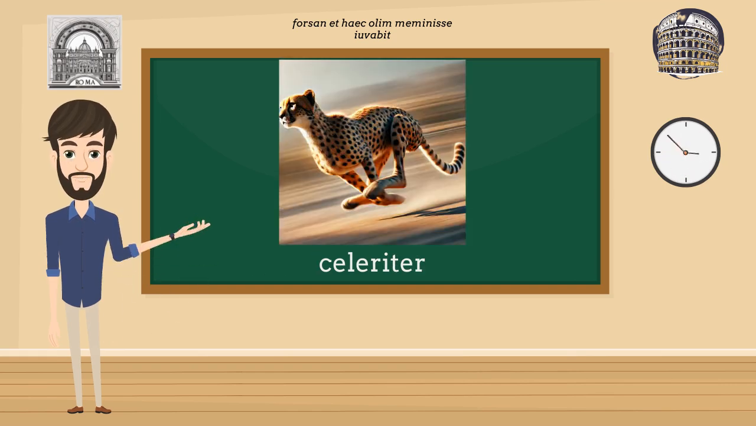Celeriter, quickly. Celeriter shows us one of the ways in which Latin adjectives transform into adverbs. In the instance of the adjective celer, we add an iter suffix. You'll see this pattern play out with other adjectives as well. Iter is something that we will come to associate with the English ly.